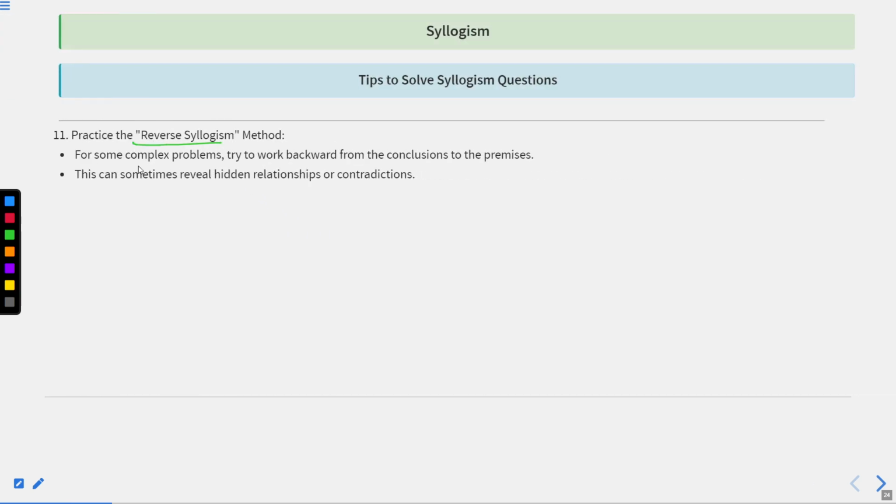Reverse syllogism means that for some complex problems, try to work backward from the conclusion to the premises. In the same manner that you draw the Venn diagram for the statements, here you have to draw the Venn diagram from the conclusion, and then figure out whether the statements are being followed or not. This can particularly be done if the statements provided are not complete.